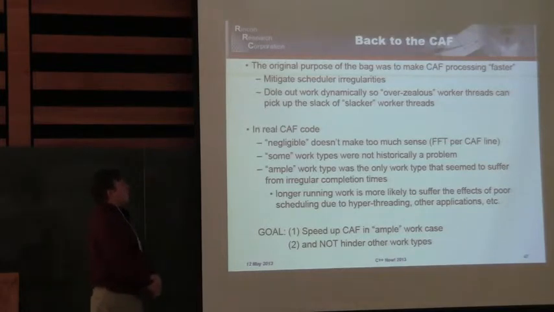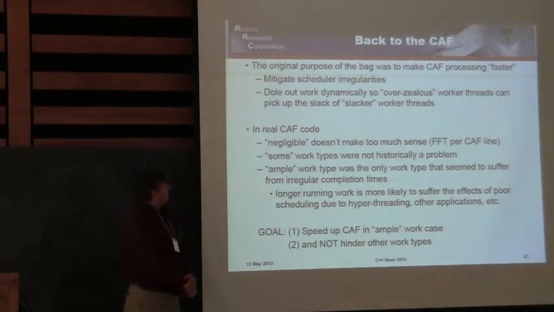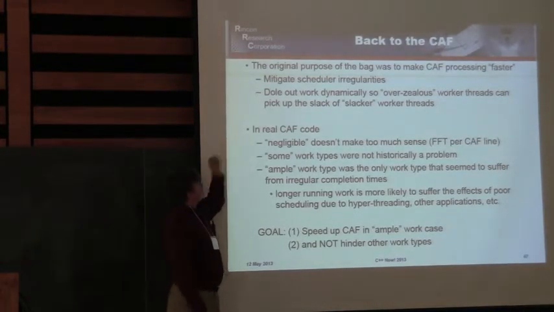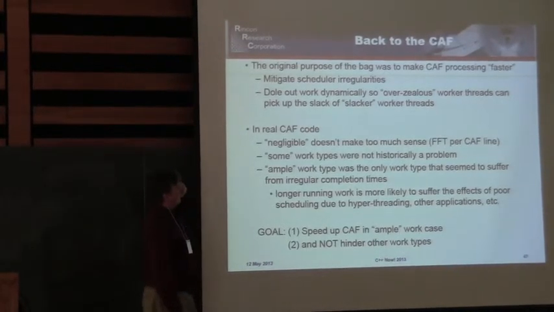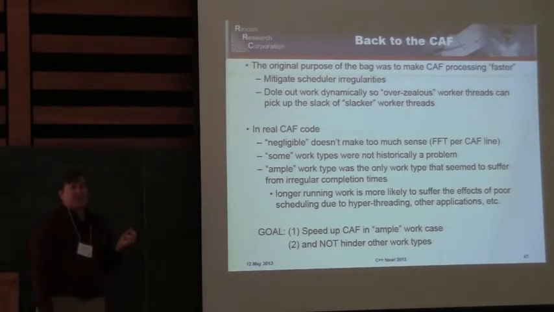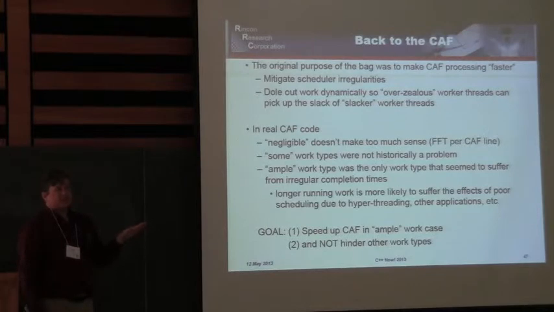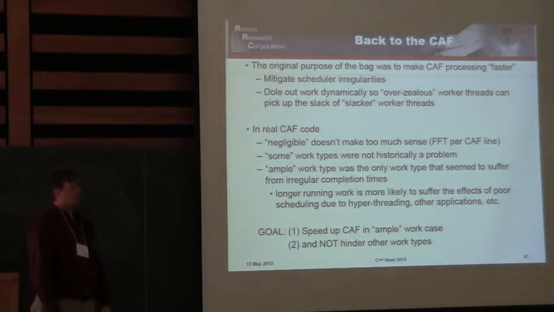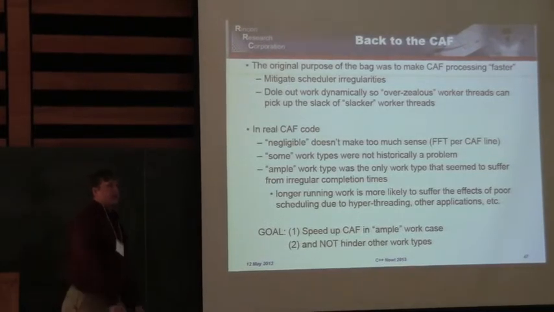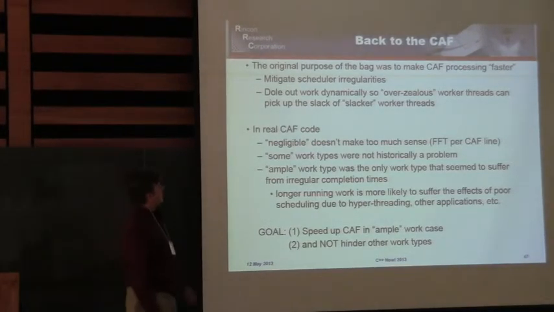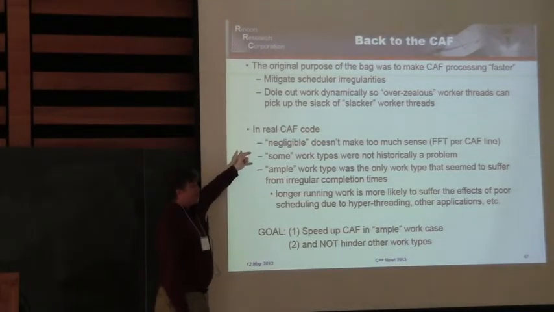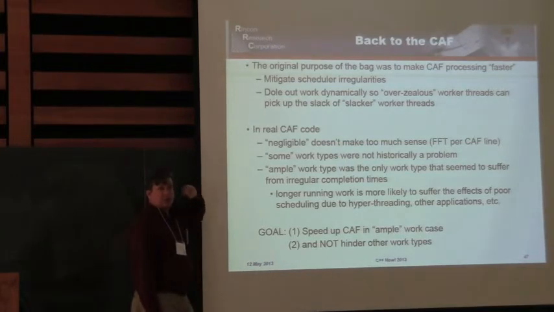Okay. So let's talk about our real CAF. In real CAF code, negligible doesn't actually make a lot of sense. They're doing an FFT per CAF line. There is no way this is negligible work. If you know anything about FFTs, you're like, yep, that's an expensive operation. It's going to be at least probably 100 operations, if not more. Okay. For our application, the sum work type was never historically a problem.